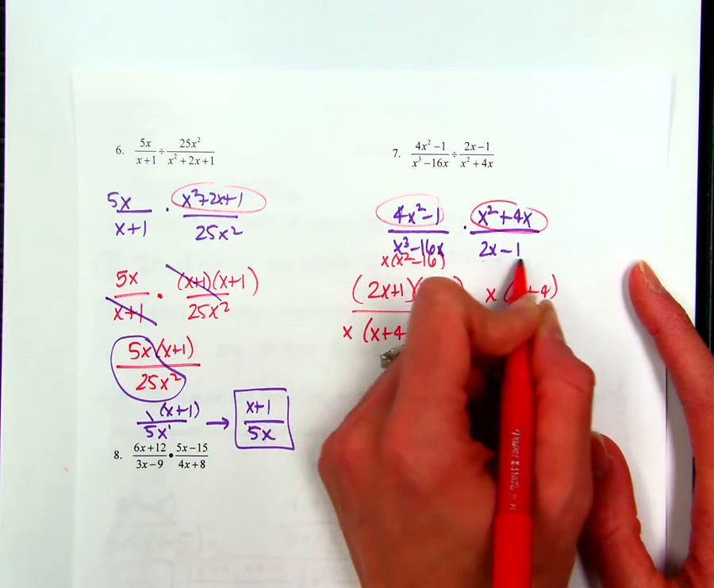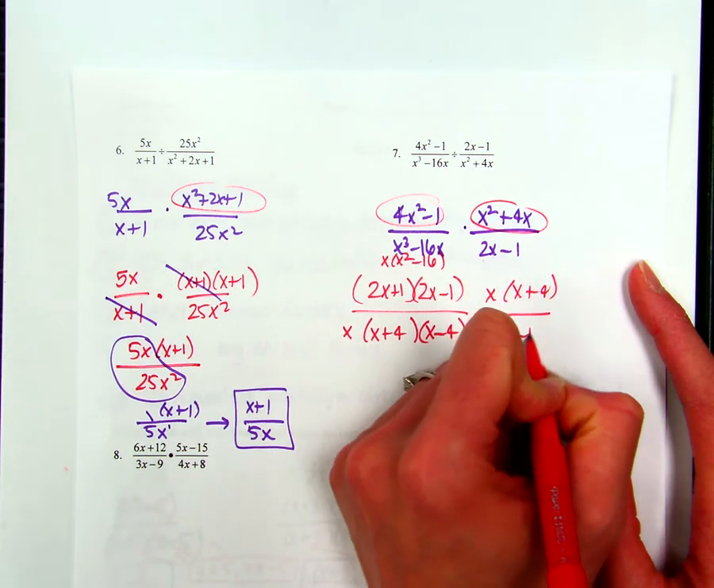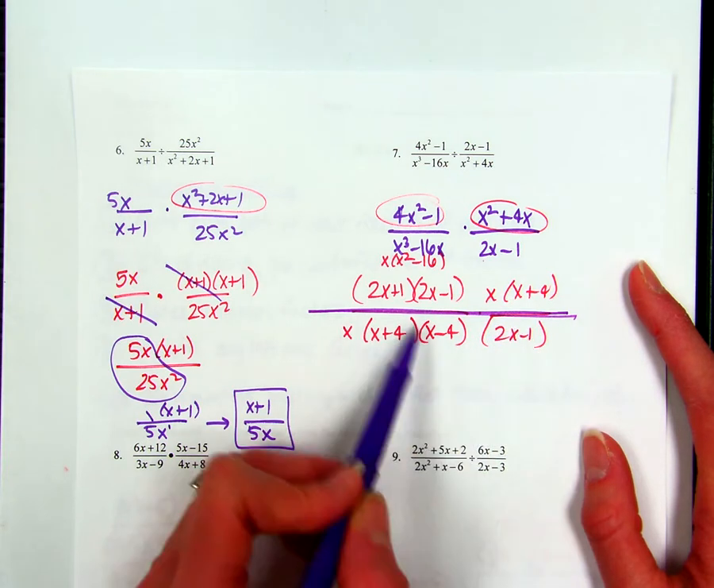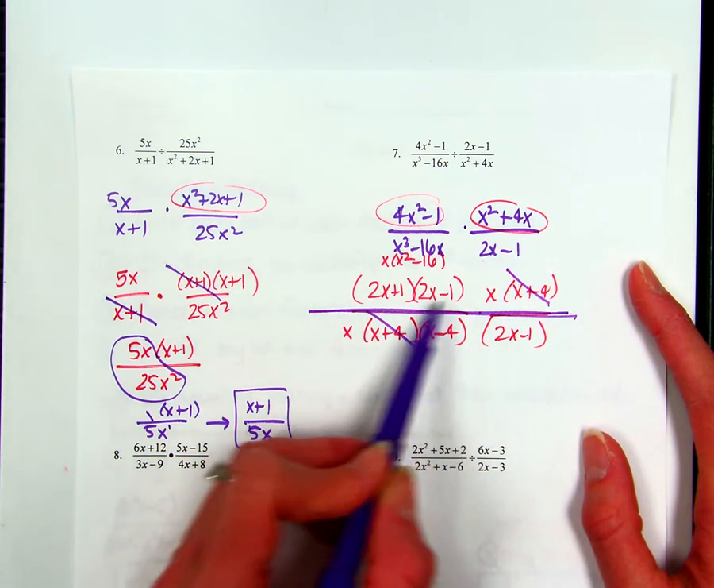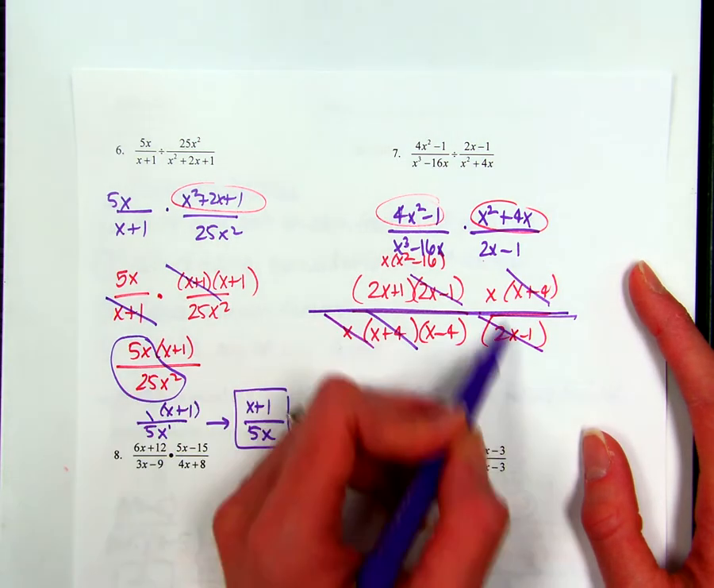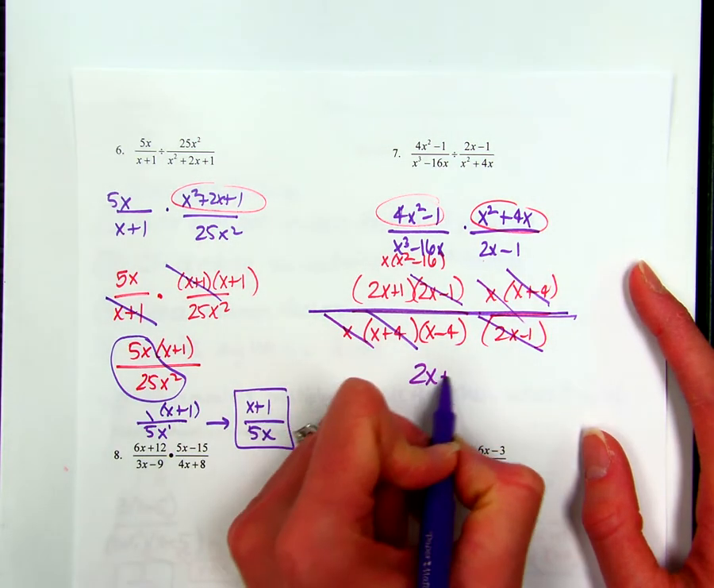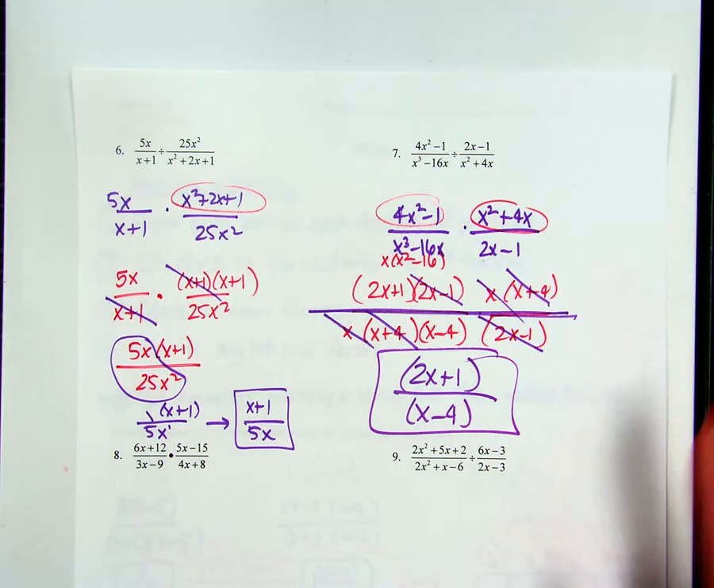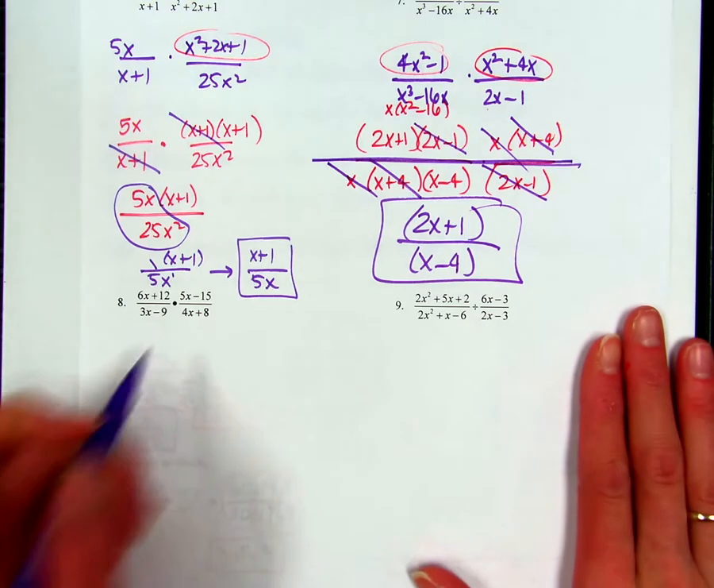Here I could take out a 2, but not out of here, so it's just going to stay as 2x minus 1. All right, anywhere on the top, look for any common factors. Anywhere on the bottom, top and bottom, those can cancel out, even just the x's. So we're left with 2x plus 1 over x minus 4. Then you're all done. All right, last 2 problems.